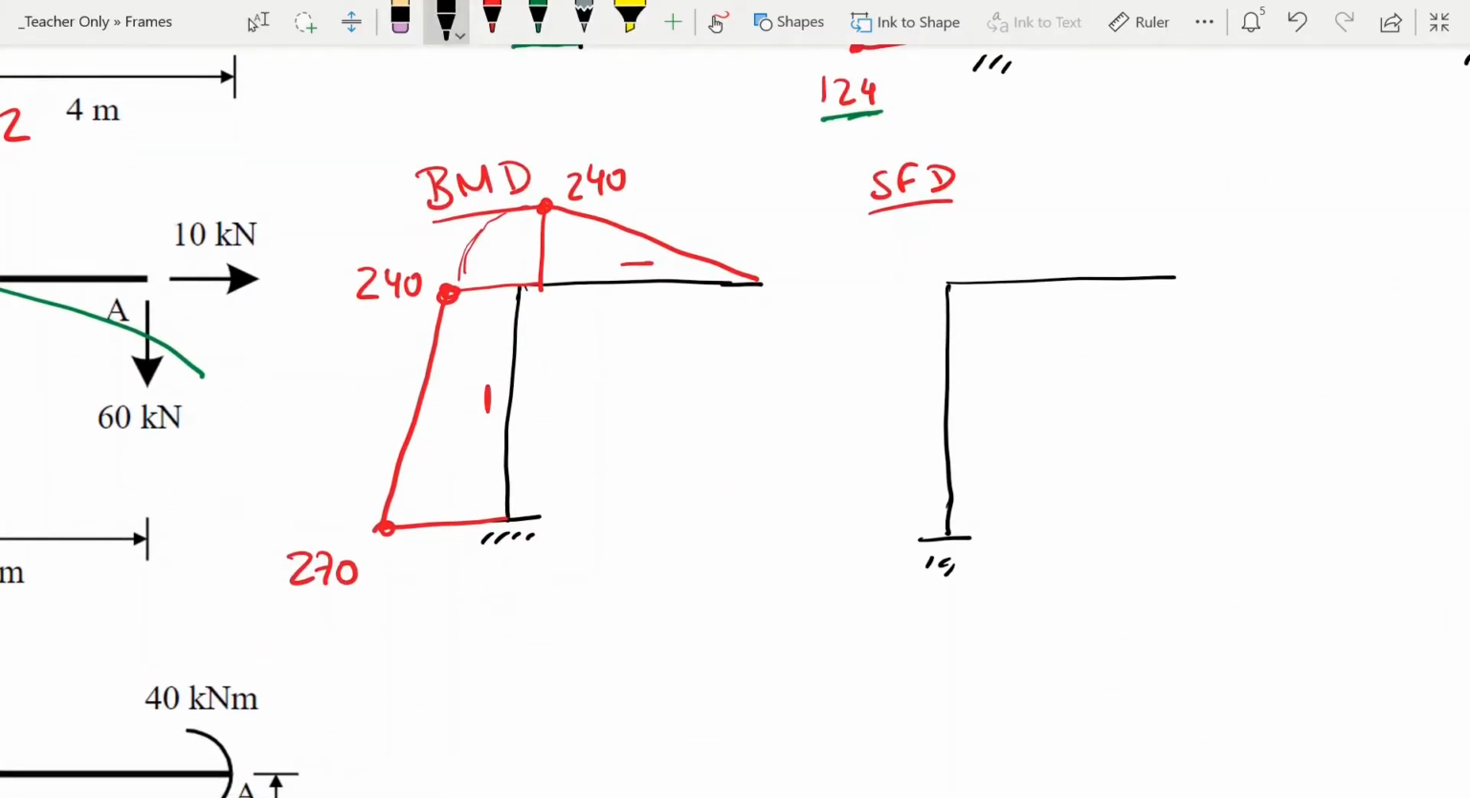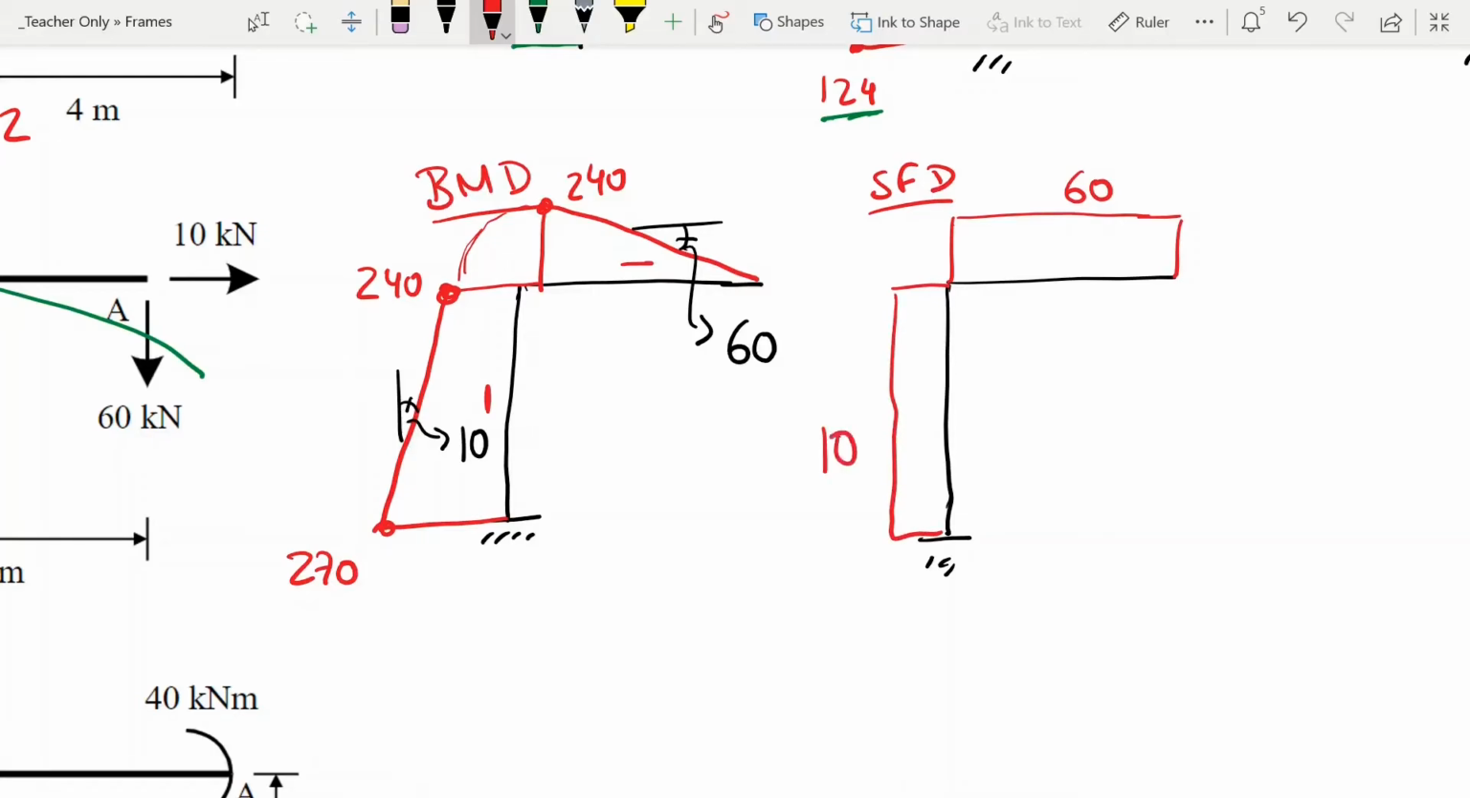So for example here, we can see that the slope of this line is 30 divided by 3, so it's the difference divided by the length, so the slope here is 10. And the slope in this one is 240 divided by 4, so the slope here is 60. So we could say that the shear force, since the shear force is the slope of the bending moment, there is 60 and here is 10.